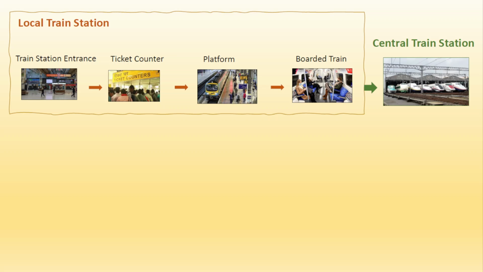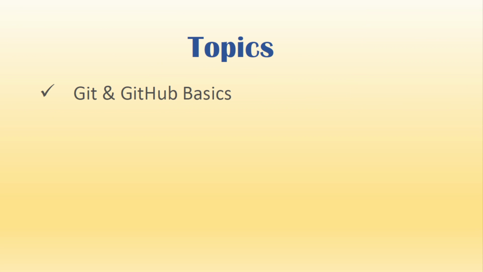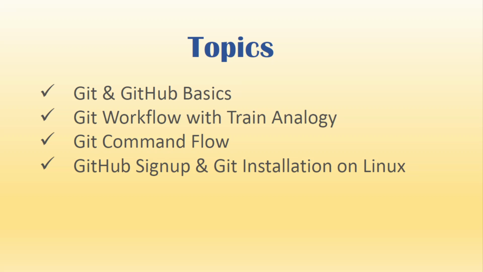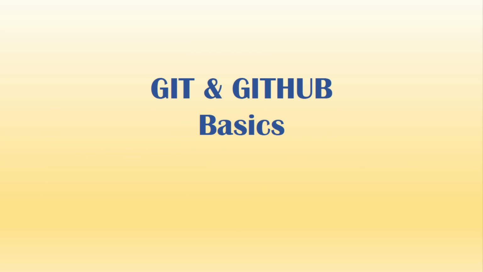Before we actually start, let's understand what topics I'm going to cover in this video. We'll start with Git and GitHub basics. Then we would be covering the Git workflow with the train analogy. Then we'll understand the Git command flow, basically what commands are used when we are going from one stage to another stage. Then we would understand the steps for GitHub signup and the steps for Git installation on a Linux machine, and I would be running this in a live environment as well. And then we will create our first project.